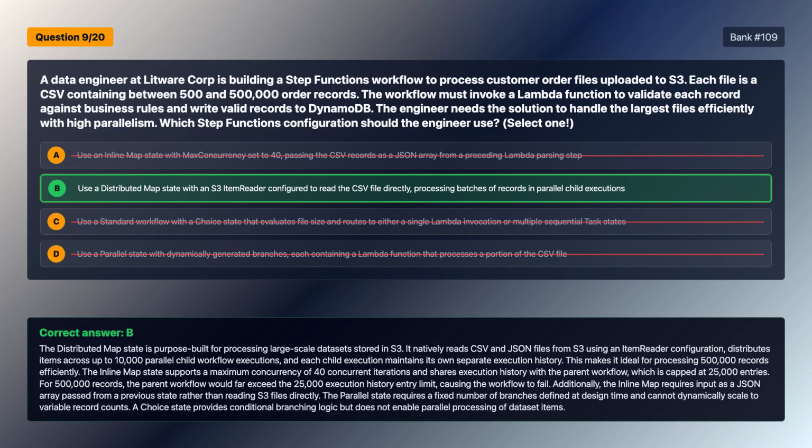The inline Map state supports a maximum concurrency of 40 concurrent iterations and shares execution history with the parent workflow, which is capped at 25,000 entries. For 500,000 records, the parent workflow would far exceed the 25,000 execution history entry limit, causing the workflow to fail. Additionally, the inline Map requires input as a JSON array passed from a previous state rather than reading S3 files directly. The Parallel state requires a fixed number of branches defined at design time and cannot dynamically scale to variable record counts. A Choice state provides conditional branching logic but does not enable parallel processing of dataset items.